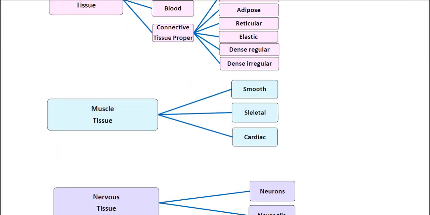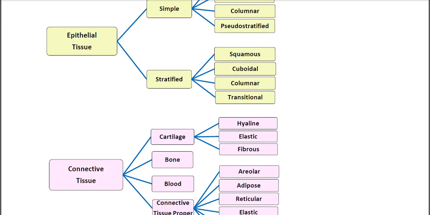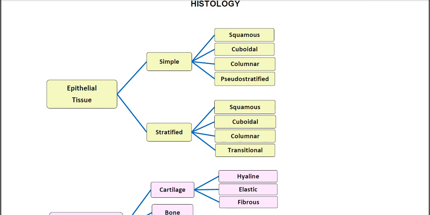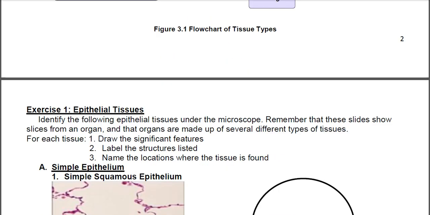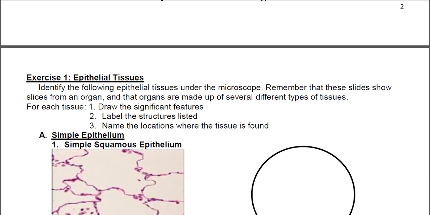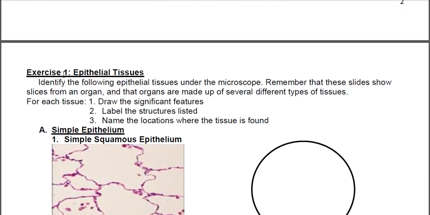So I'm going to skip past this table. This is not part of the lab experiment or anything. This is just kind of for your reference. So our first set of slides are epithelial tissues. This lab will make a lot more sense if you've done the tissues lecture before you do this lab.